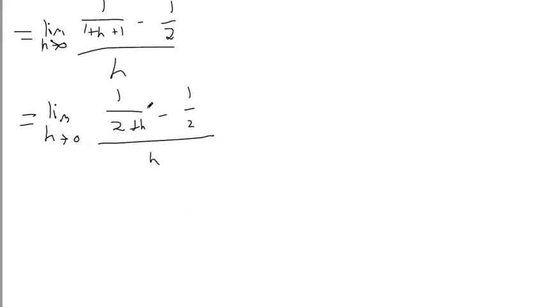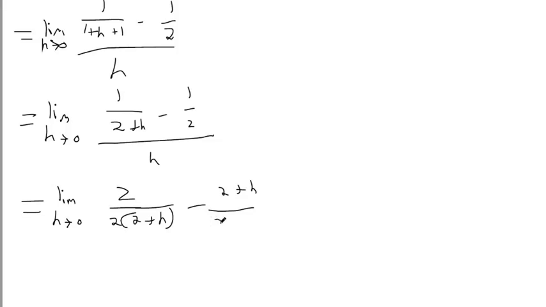Okay, so we need common denominators in order to do anything with these fractions. So I'm going to multiply each fraction by the opposite's denominator. So I'm going to multiply the top and the bottom of this one by 2. And then I'm going to multiply the top and the bottom of this one by 2 plus h. Oh, that's supposed to be minus. Now they have common denominators.